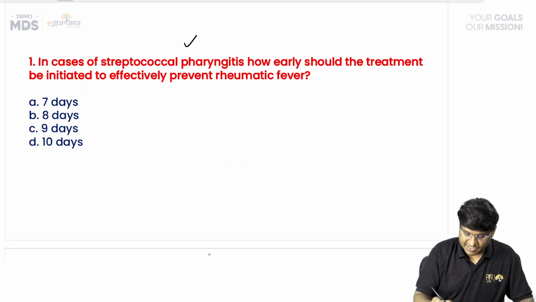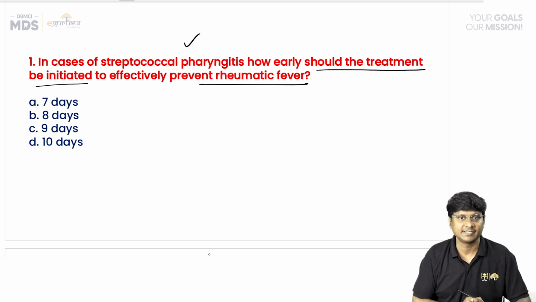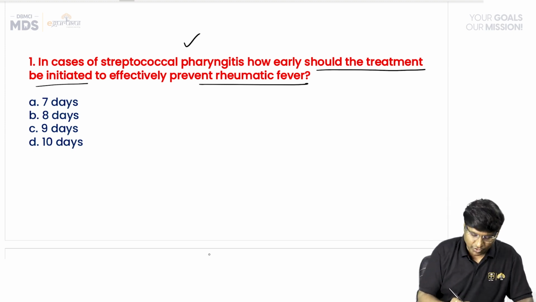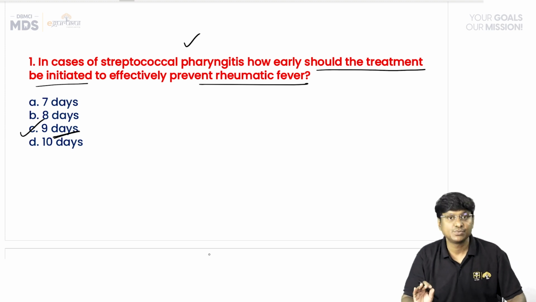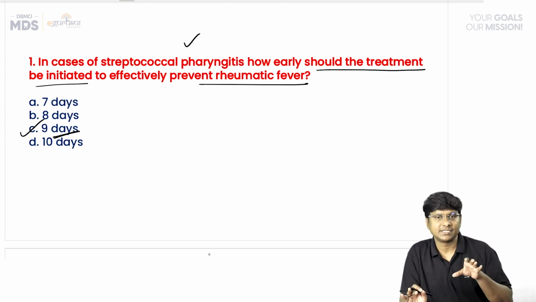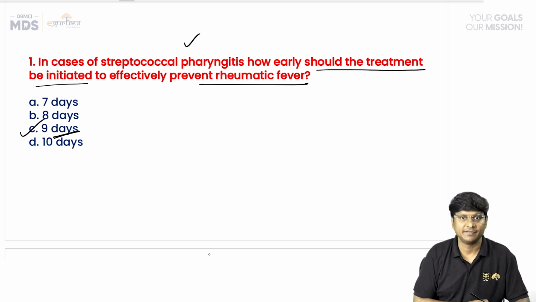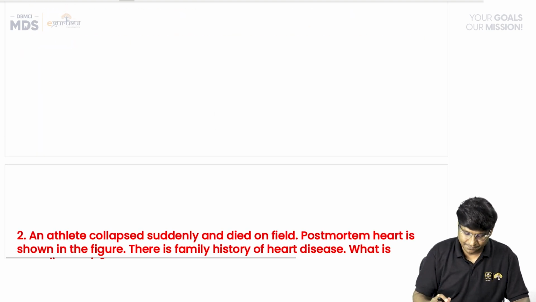In case of streptococcal pharyngitis, how early should the treatment be initiated to effectively prevent rheumatic fever? 7 days, 8 days, 9 days, or 10 days. According to the guidelines, it is within 9 days. So within 9 days, you can start the course of penicillin to prevent the development of rheumatic fever. So the answer is 9 days.